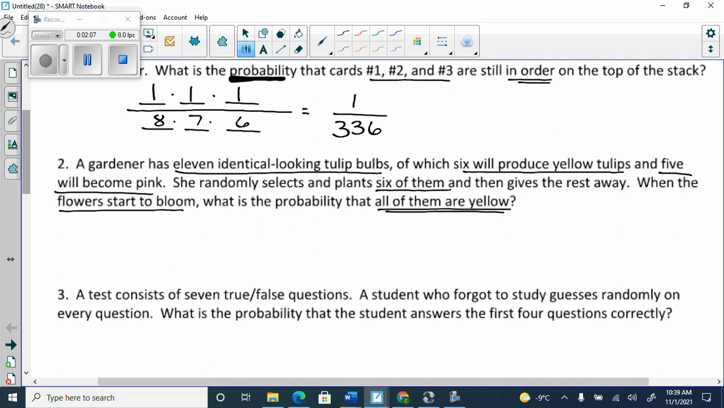Then it says, when the flowers start to bloom, what is the probability that of them all being yellow? All yellow. Okay? So we have to have all yellow on the top. How do we do that?